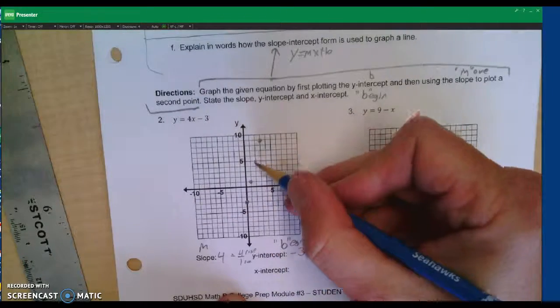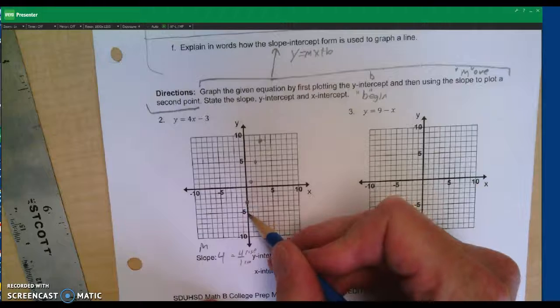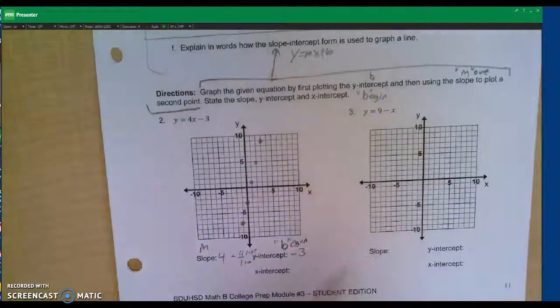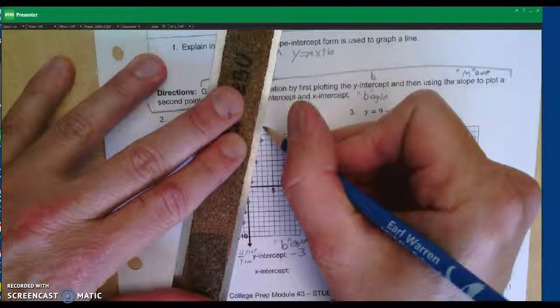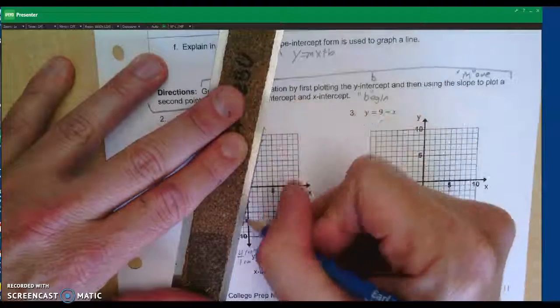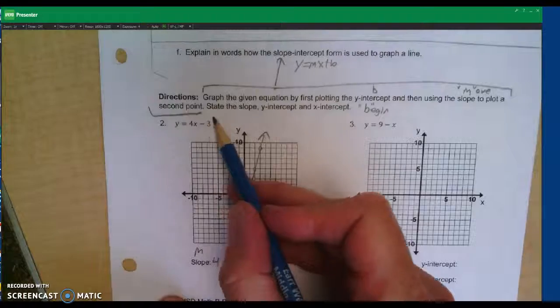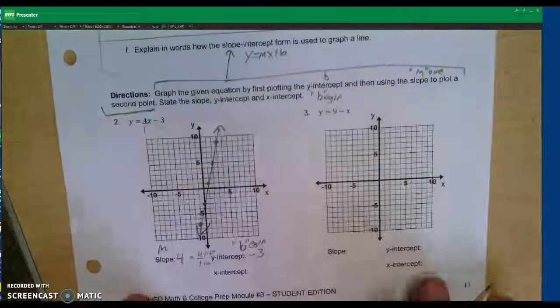So I could connect these and be done, but let's actually recognize that we could go down 4 and left 1 and still be on the same line. So now you use your nice straight edge. Connect all these points on the graph, indicating that it goes on forever with arrows, and now you have graphed starting here at -3 and rising and running 4/1.